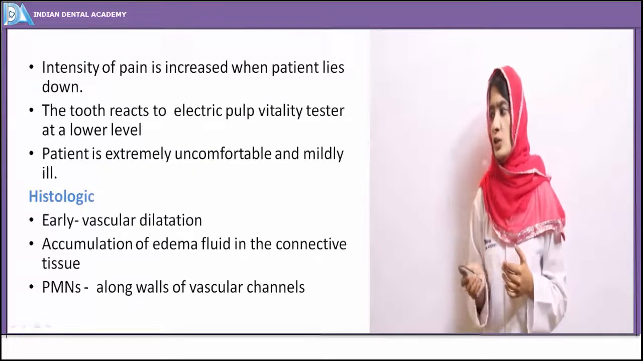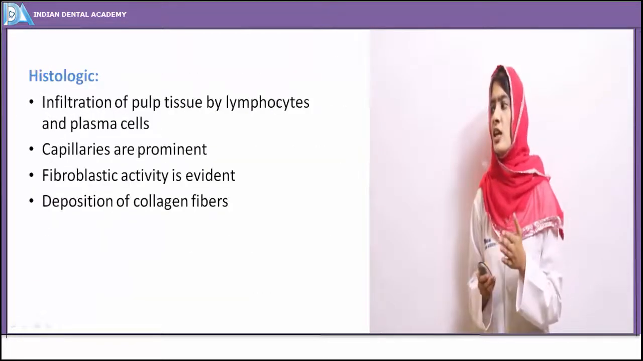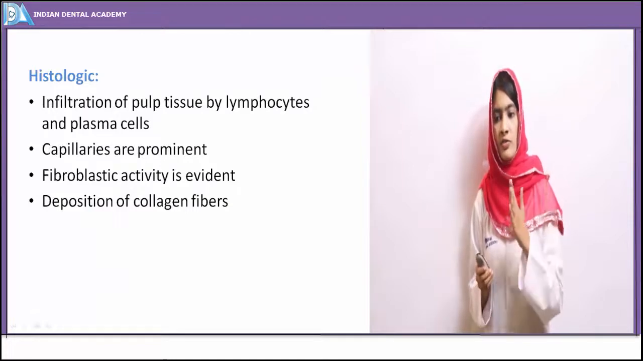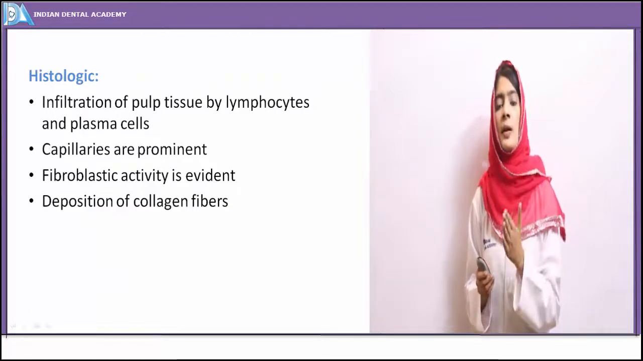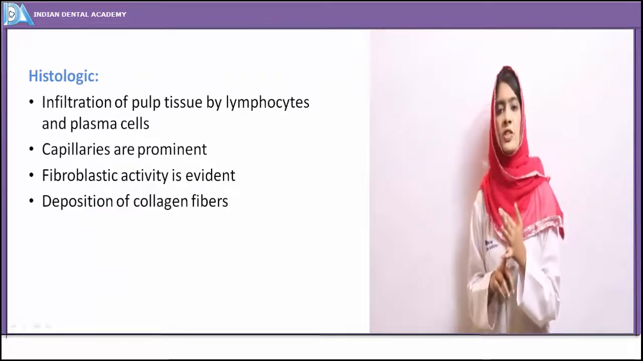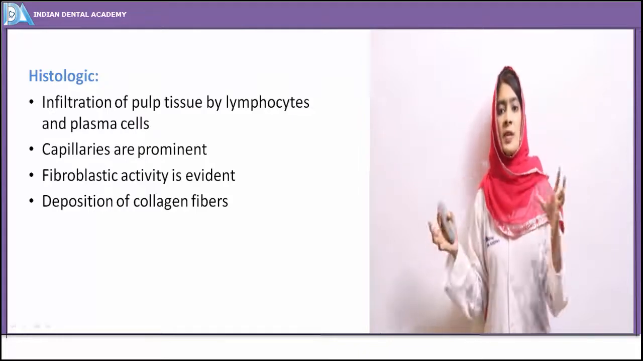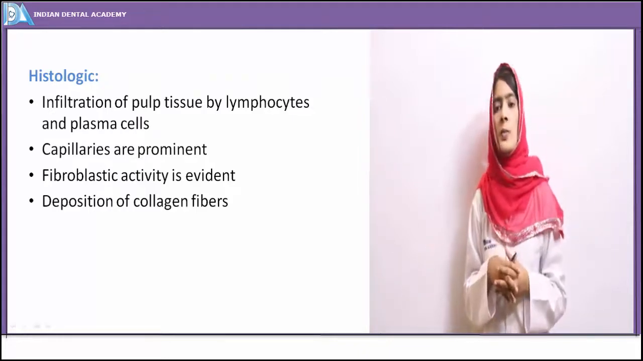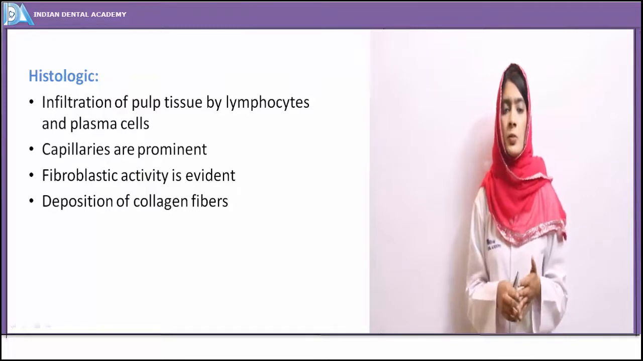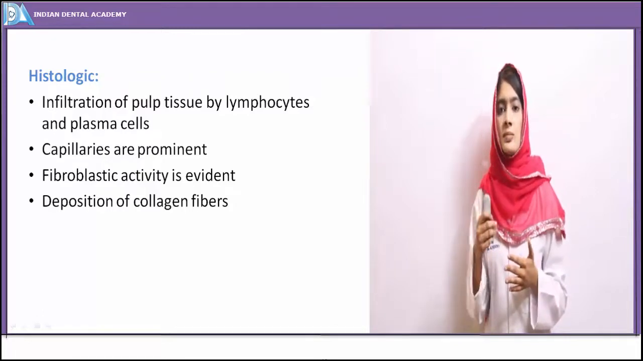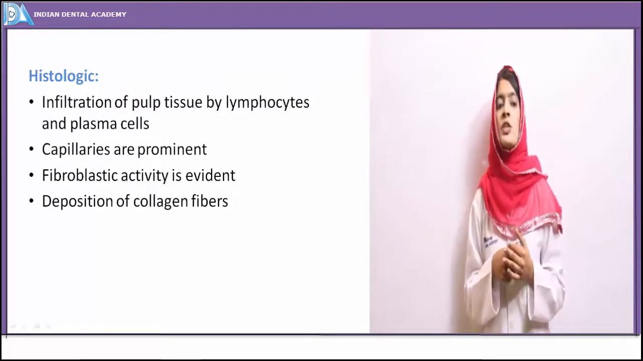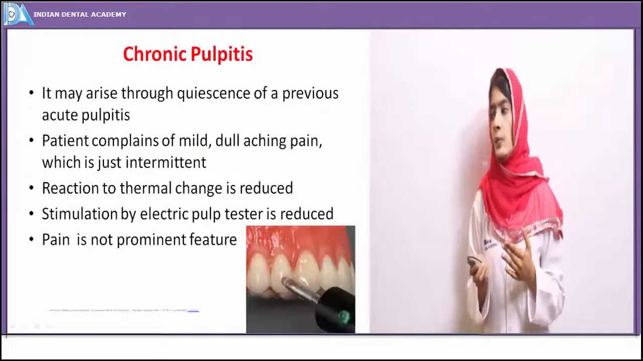As I told you, the early picture shows dilatation, and as the inflammatory features progress, the pulp tissue is completely infiltrated with lymphocytes and plasma cells. The blood vessels and capillaries become more prominent, fibroblastic activity becomes more prominent, and even collagen begins to be deposited here. So these are the microscopic features of acute pulpitis.